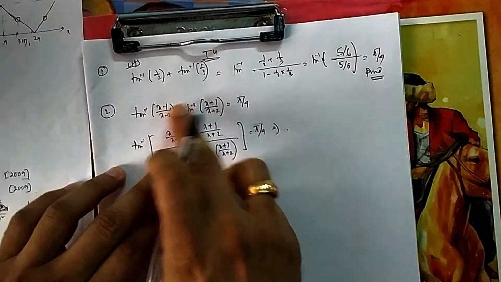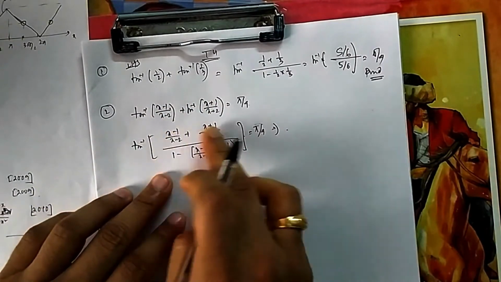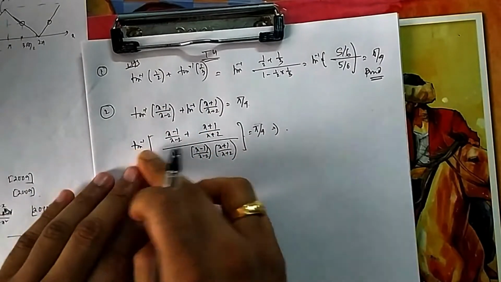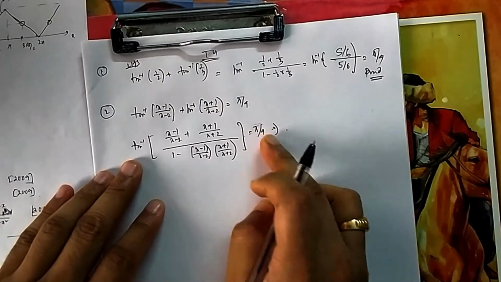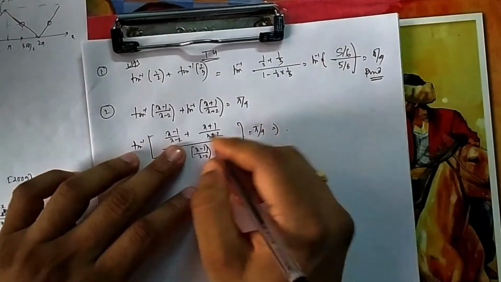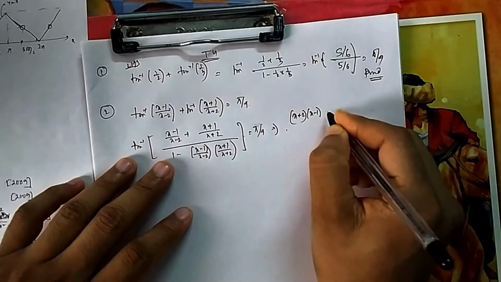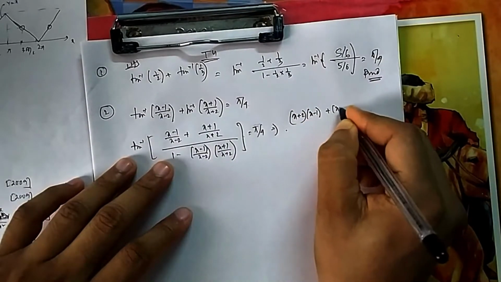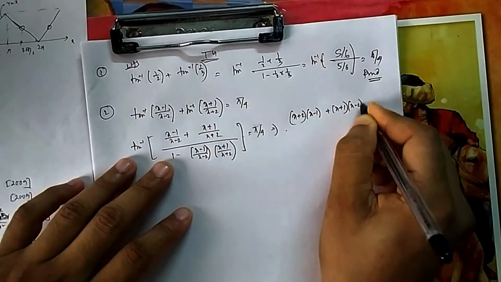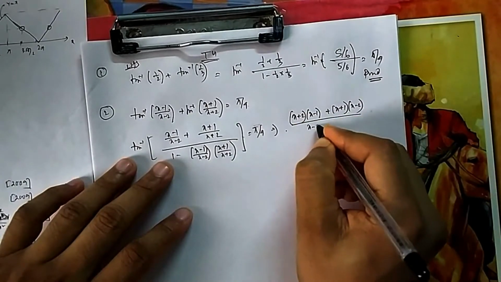So the same formula, A plus B by 1 minus AB, that is tan A plus tan B by 1 minus tan A tan B. So this tan inverse you can send to that side, so it will be tan of pi by 4. And in the denominator, if you do the LCM, it will be x plus 2 into x minus 1 plus x plus 1 into x minus 2, divided by x minus 2 into x plus 2.